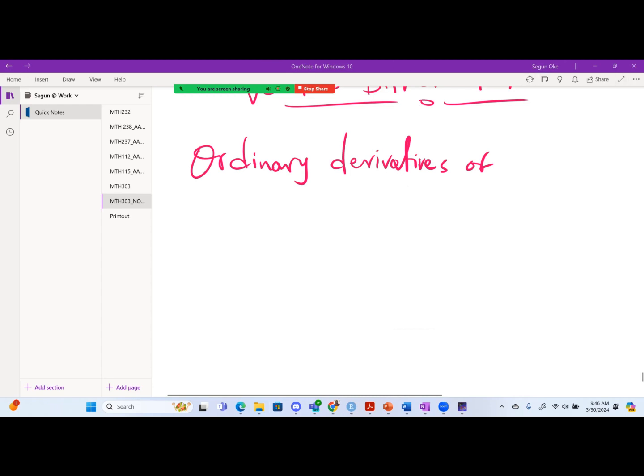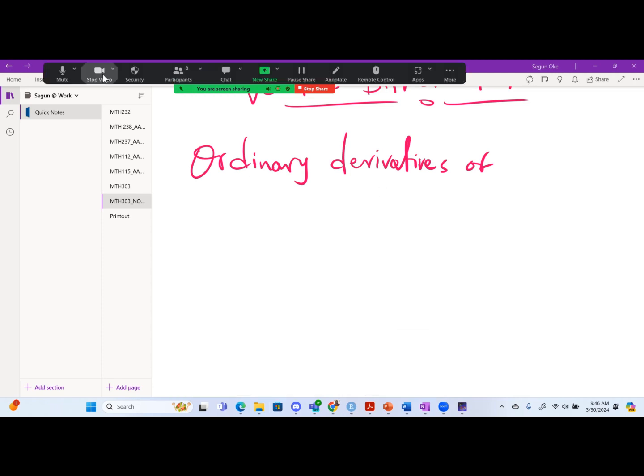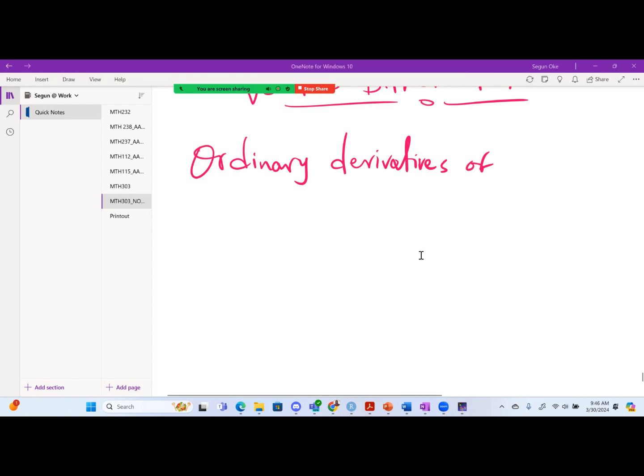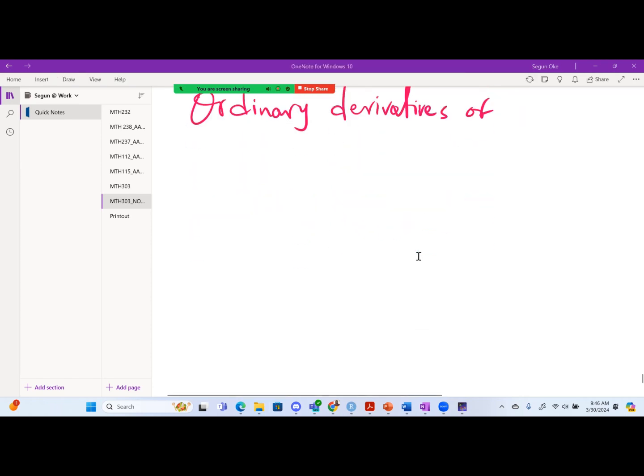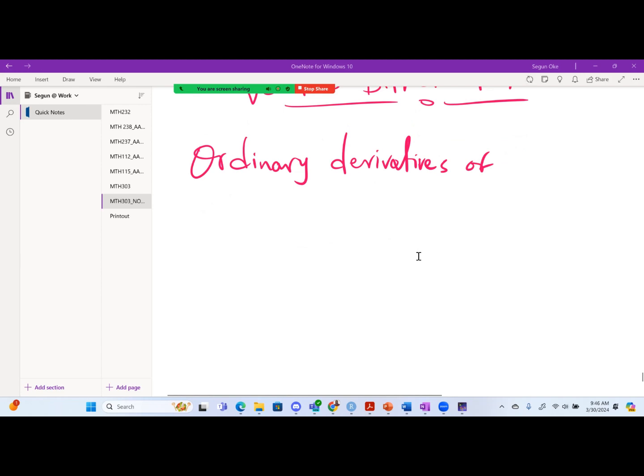I believe you can see my board. No, we can't see your board. The screen is blank. Can you see my board? Yes, I can see your board. Okay, if you cannot see, please check your network. Just move to where the network is stable.